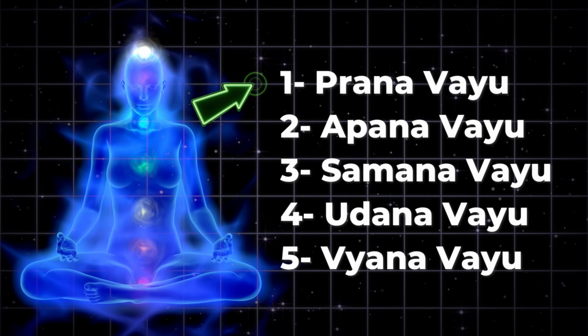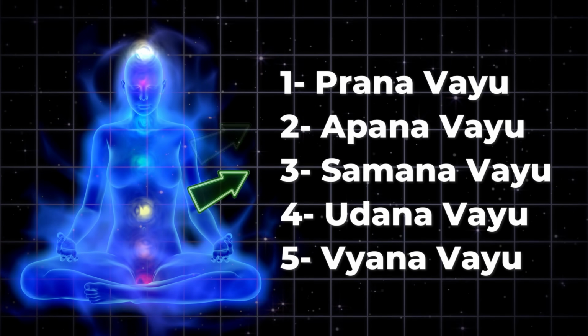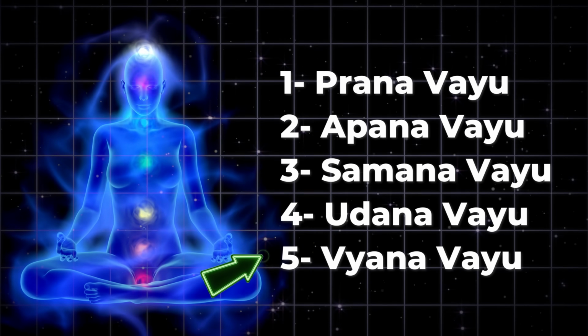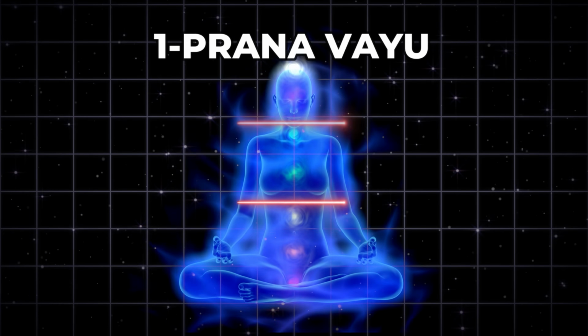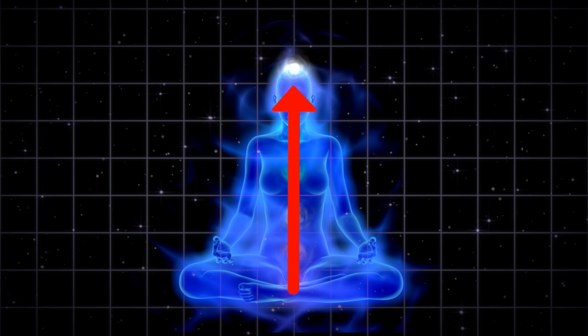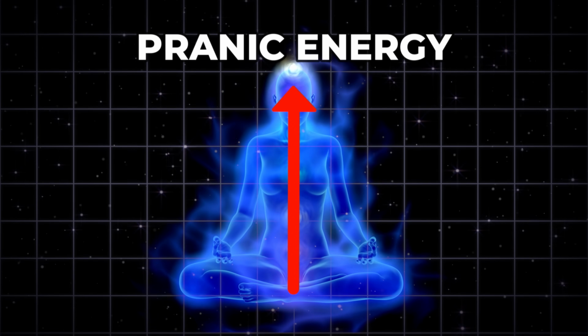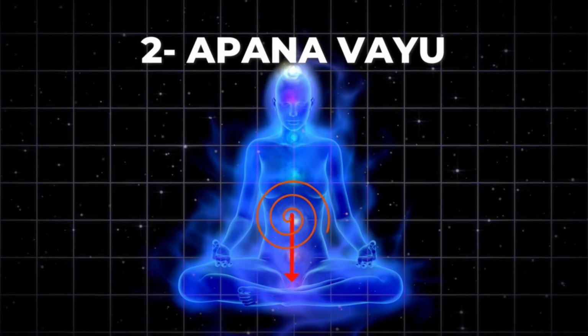The first one is called Prana Vayu. The second one is called Apana Vayu. And the rest of the 3, Samana, Uddiyana, and Vyana, we'll cover in the next video. So let's stick to the Prana Vayu and Apana Vayu. The energy that rises in the human body is called pranic energy. The energy that grounds you is called Apana Vayu.